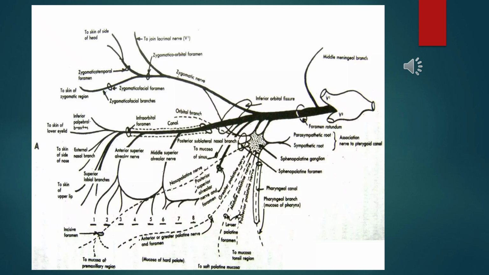Then the infraorbital nerve leaves through the infraorbital foramen and gives its terminal branches. First is the inferior palpebral branch to the lower eyelid, then the external nasal branch to the skin of the side of the nose, and then the superior labial branch to the skin of the upper lip. So this is all about the maxillary division of the trigeminal nerve.